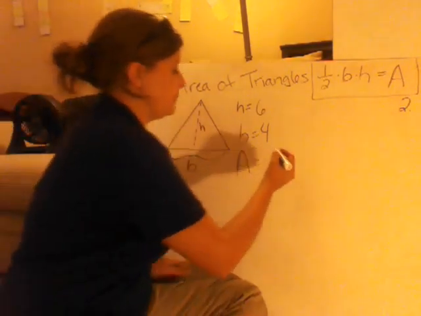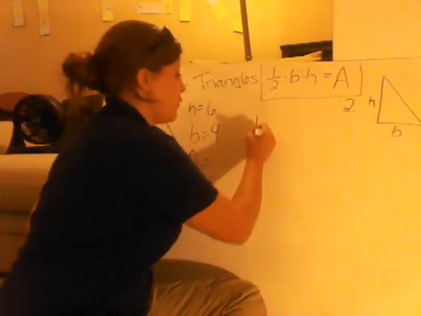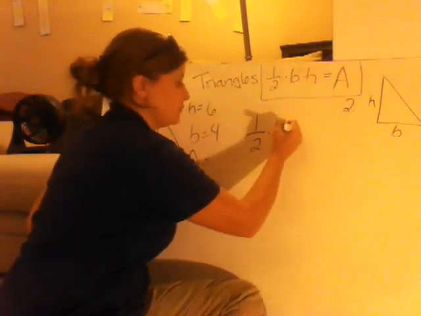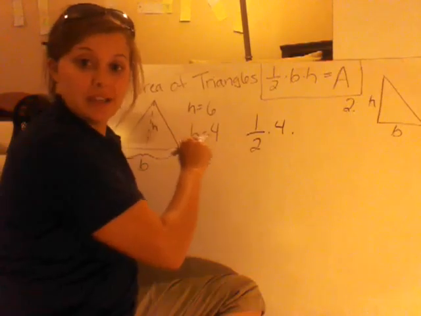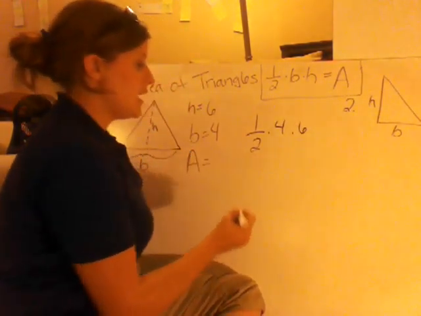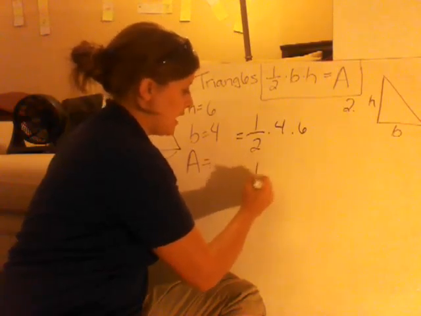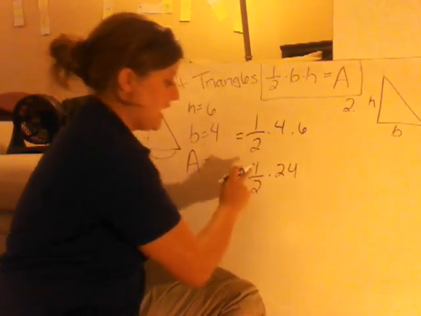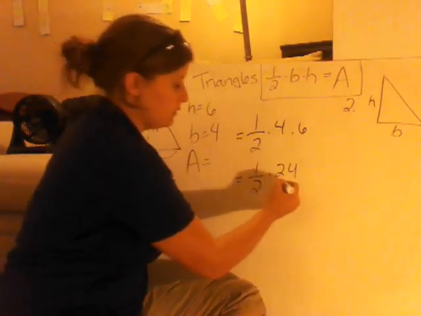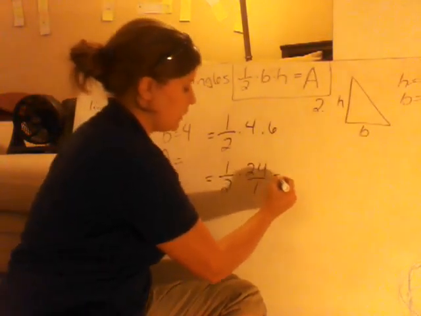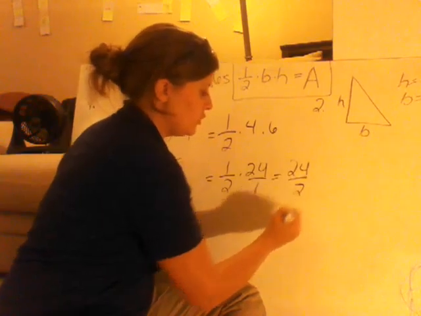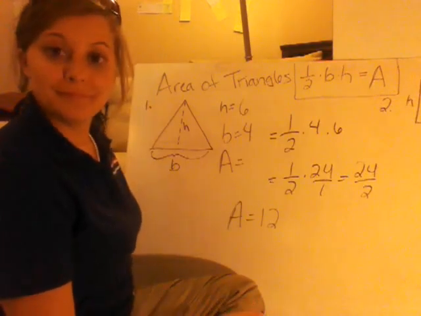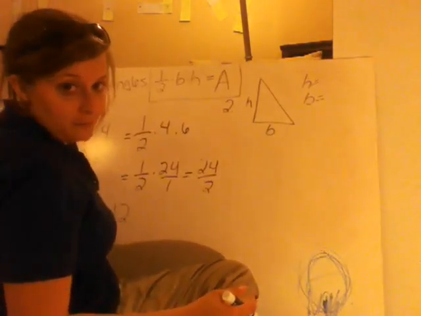So I take my formula, 1/2 times my base, which is 4, times my height, which is 6, and then I just do the math. I have 1/2, 4 times 6 is 24. Any whole number can always be put over 1, so I just multiply across. I get 24 divided by 2. My area is equal to 12. There you go.